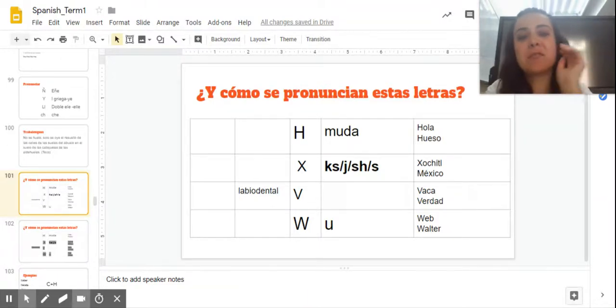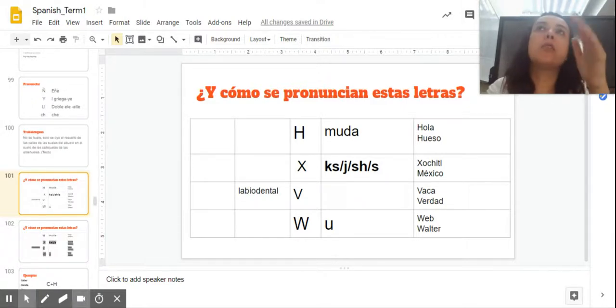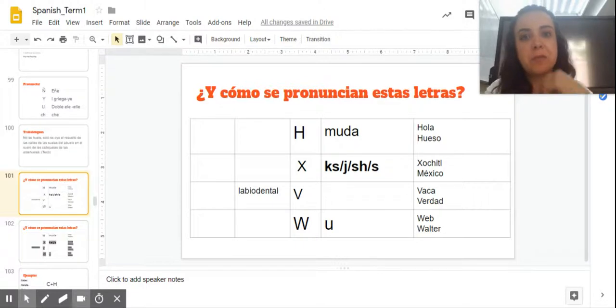El día de hoy vamos a aprender las letras que son la H, la X, la V y la W. These letters are different and they don't really follow the same patterns that we have learned before, and that's why I classify them all together. So we're going to begin with the H, la H.